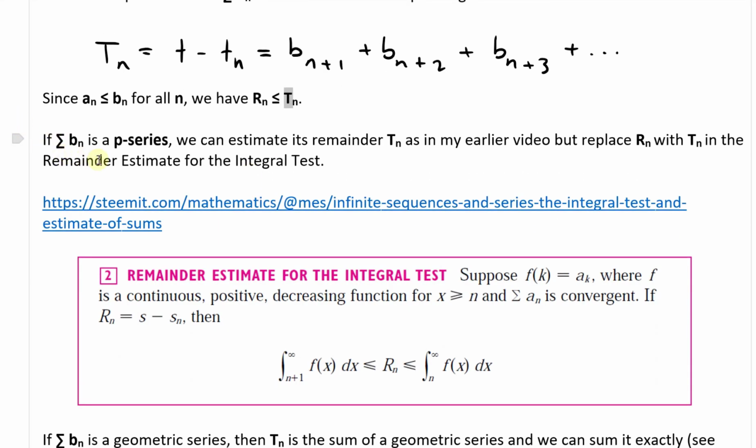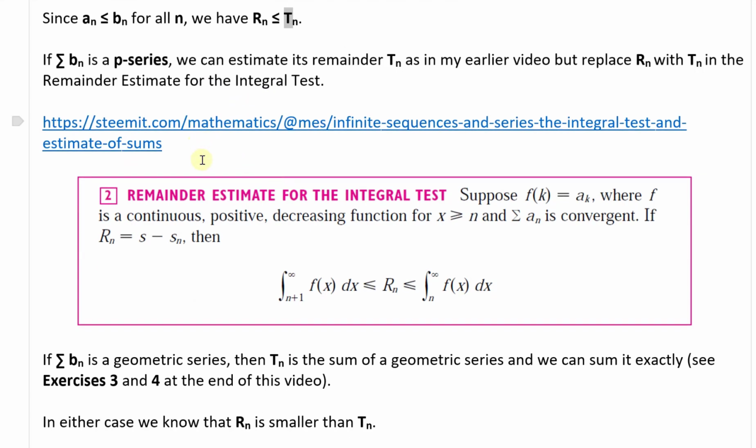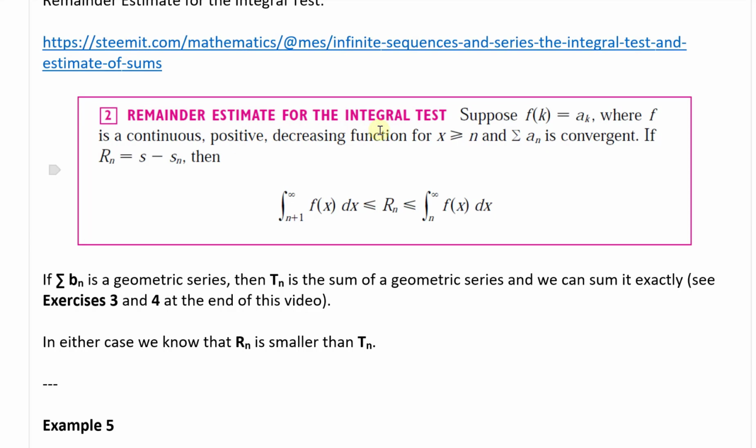And if the series Bn is a p-series, we can estimate its remainder as in my earlier video, but replace Rn with Tn in the remainder estimate for the integral test. And again, recall from my earlier video on infinite sequences and series, the remainder estimate for the integral test. Yeah, this one's on the integral test and estimates of sums.